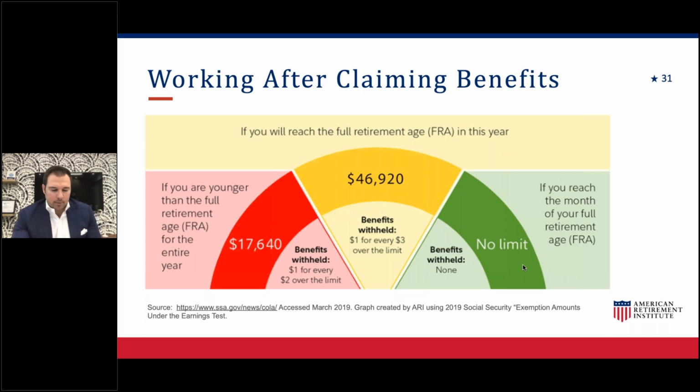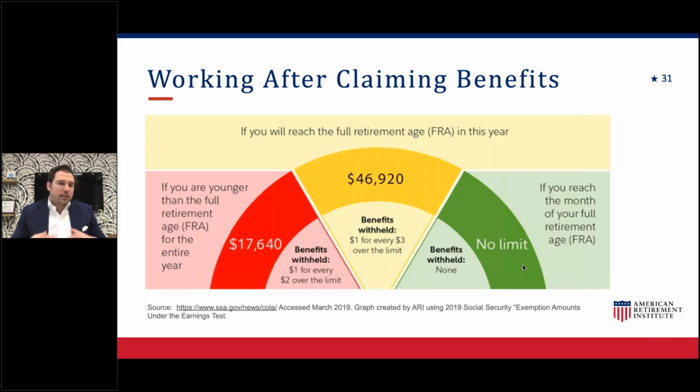Okay, working after claiming benefits, we're on page 31. Basically, if you're working and receiving benefits between age 62 and full retirement age, which for a lot of people is 65, 66, then you cannot earn more than $18,000 a year. Otherwise, 50% of your benefit will be withheld. It's not penalized. You will get that money back as soon as you hit full retirement age.